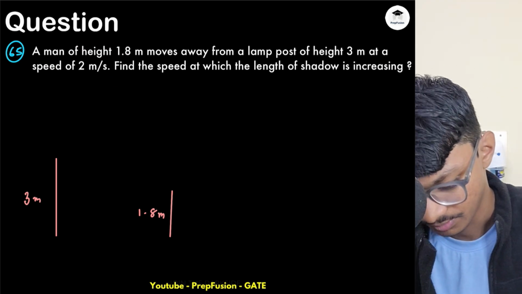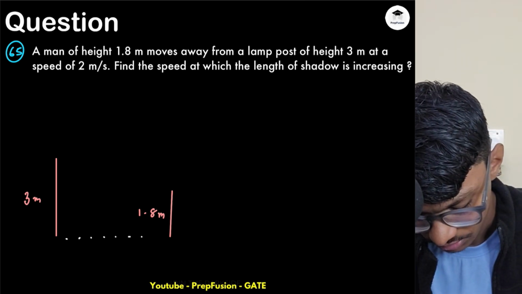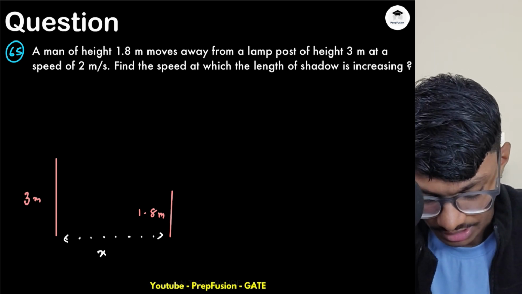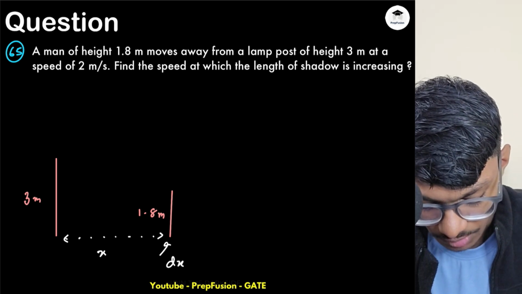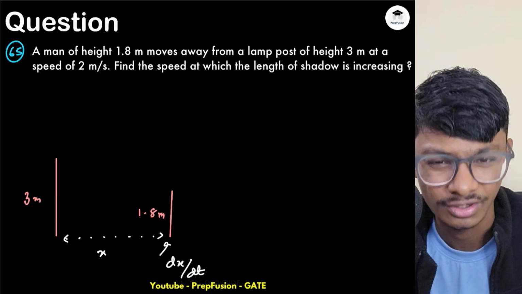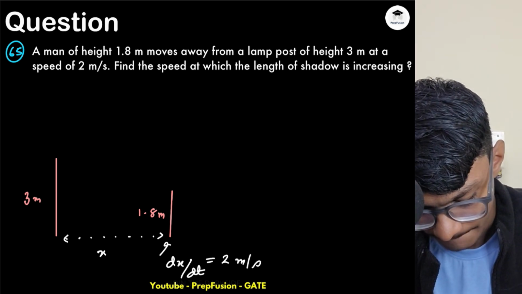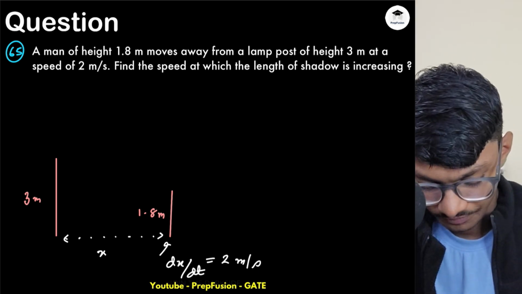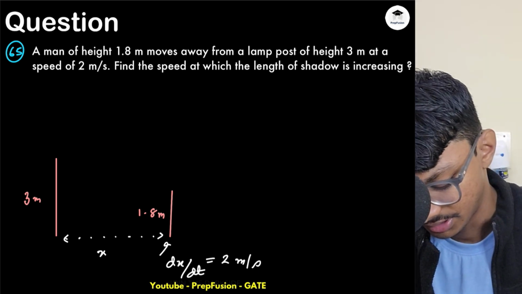Let me first mark a few points here. This is my distance x, and this man is moving at a speed of 2 meters per second. That means my velocity, or dx upon dt, I hope you have studied it in physics, the rate of change of distance with respect to time, is 2 meter per second. So we know the speed of the man.